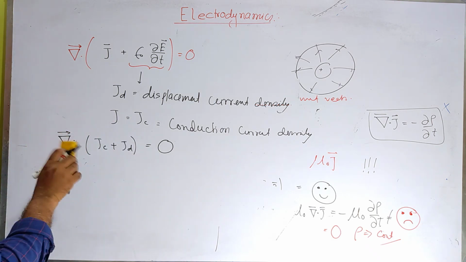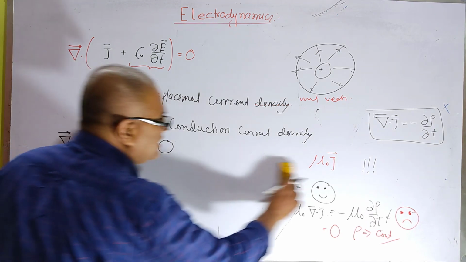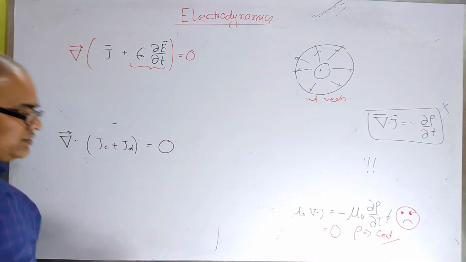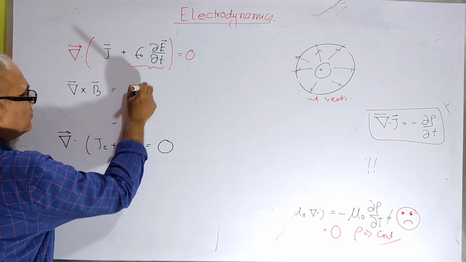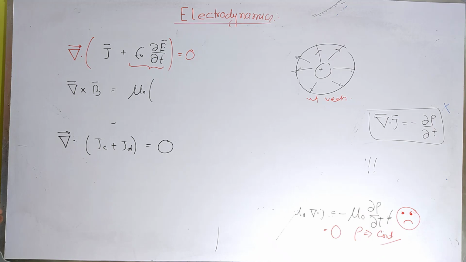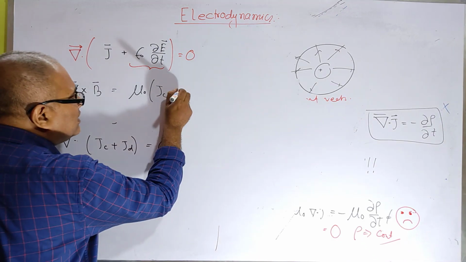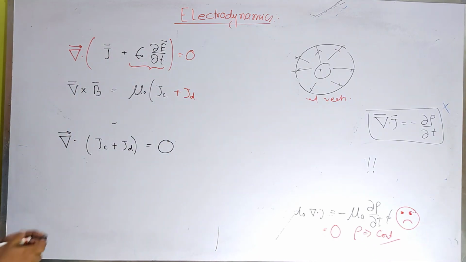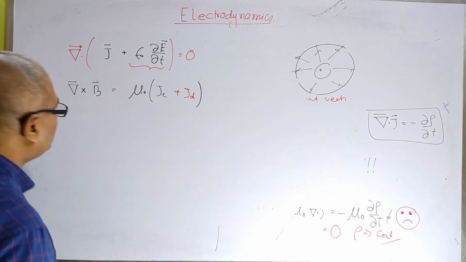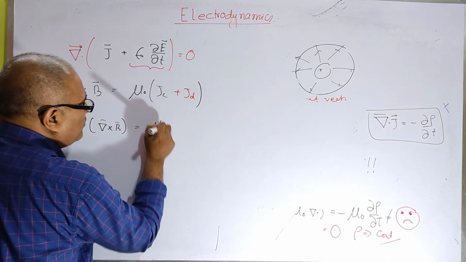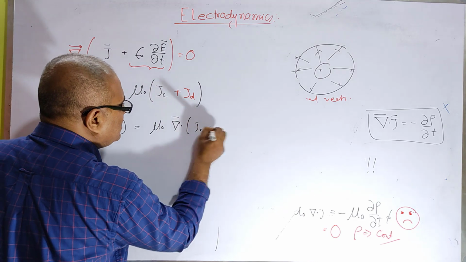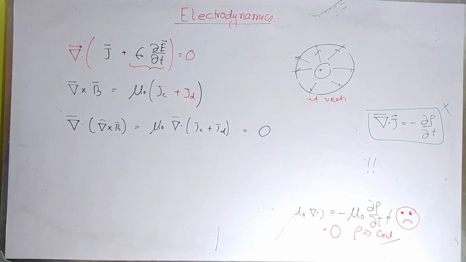So if we take this concept, let's complete the fourth equation. Our fourth equation was curl of B equals mu naught... So we find that Jc cannot complete this equation alone. You have to add its partner Jd, and these two together make the divergence of curl of B, that is mu naught times the divergence of (Jc plus Jd), equal to 0.